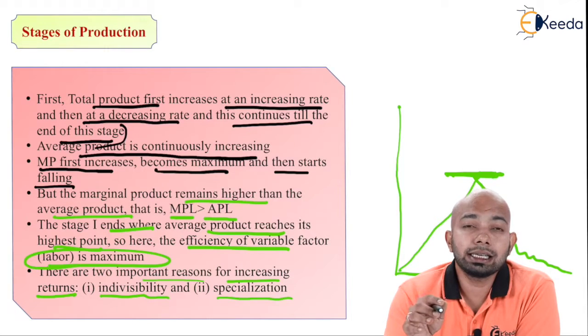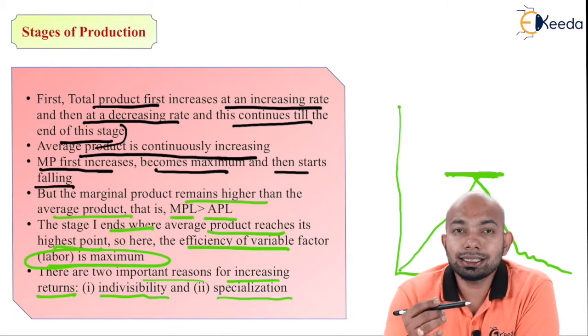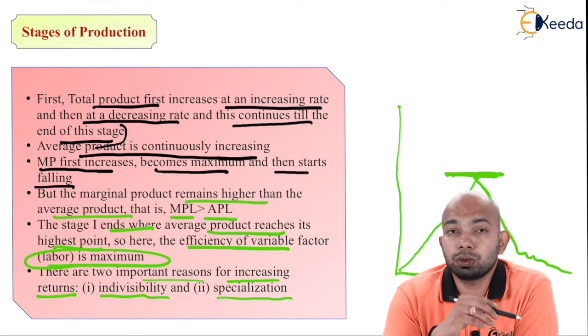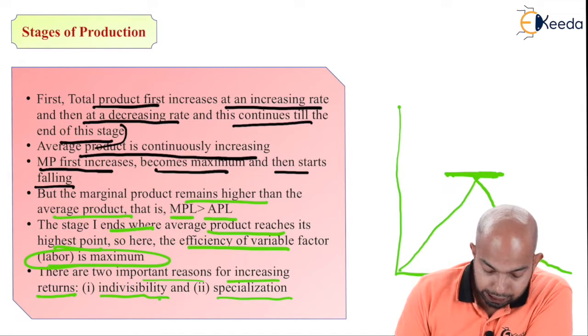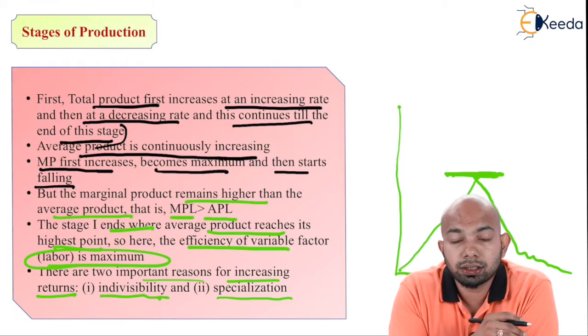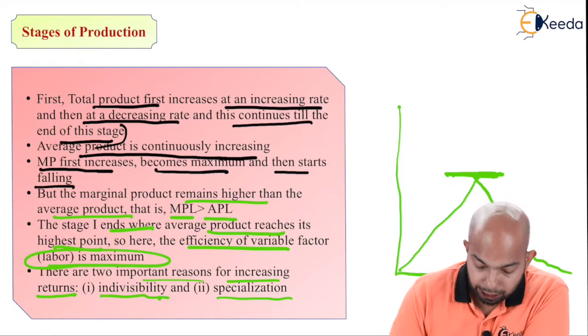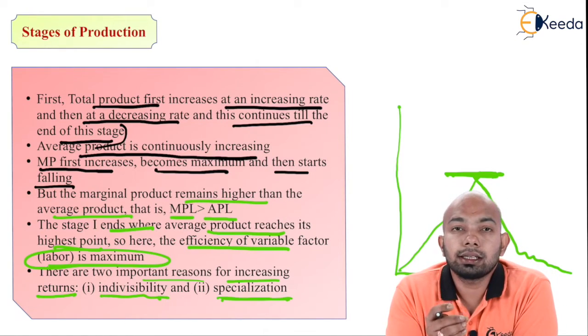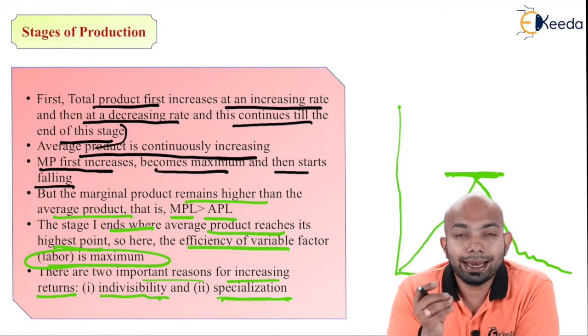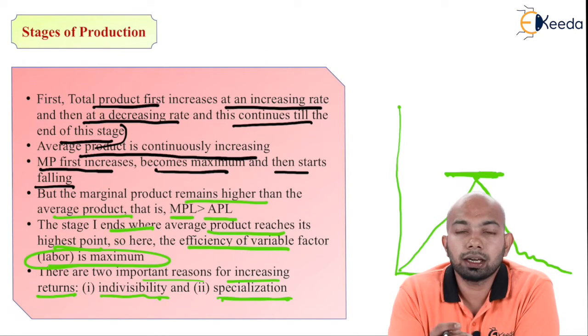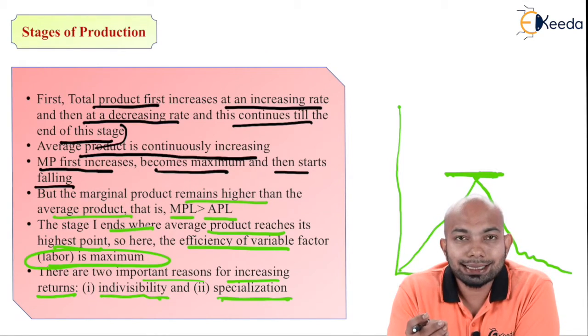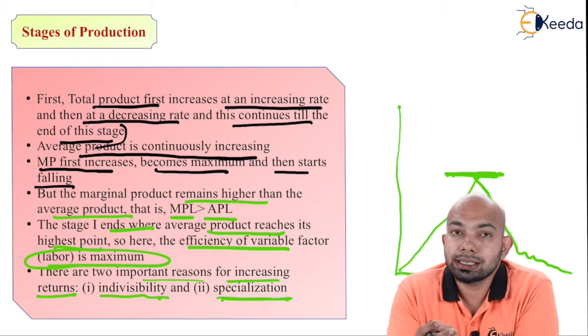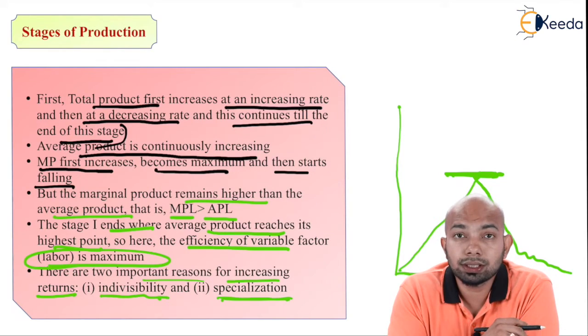This increase in productivity is because of two things. One is indivisibility. You cannot divide the product here, you cannot sever the product here. And next is specialization. That product is of certain specialization, and hence it is being procured in the market by consumers. That's the reason the demand for that product is increasing. Hence, this is what you need to understand.